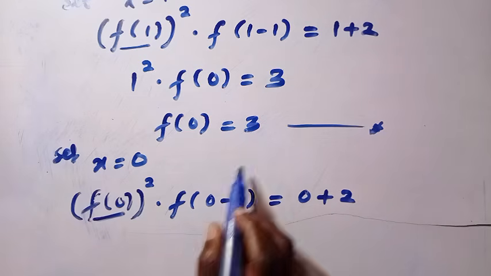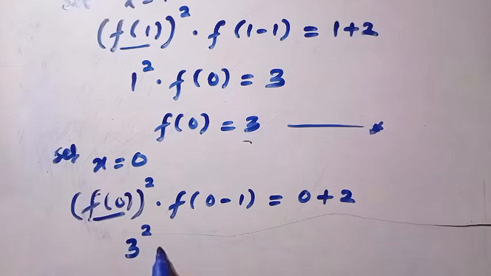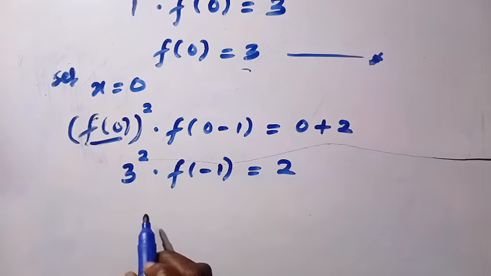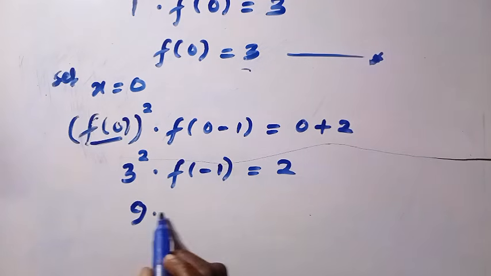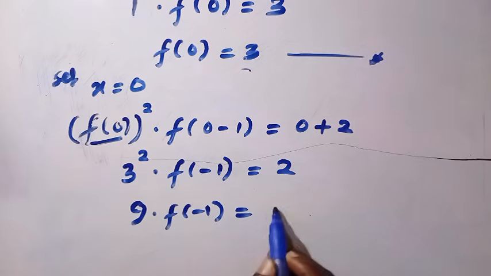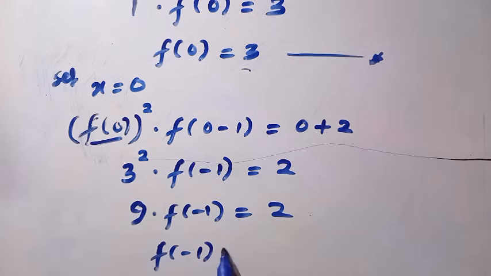So f of 0 is given as 3. We have 3 squared multiplied by f of 0 minus 1, that is f of minus 1, equals 2. So with this, we have 3 squared, that is 9, multiplied by f of minus 1 equals 2. Dividing both sides by 9, we are going to have f of minus 1 equals 2 divided by 9. So what we are looking for is f of minus 1, and we've gotten it to be 2 divided by 9. But let's try to explore more patterns of this.